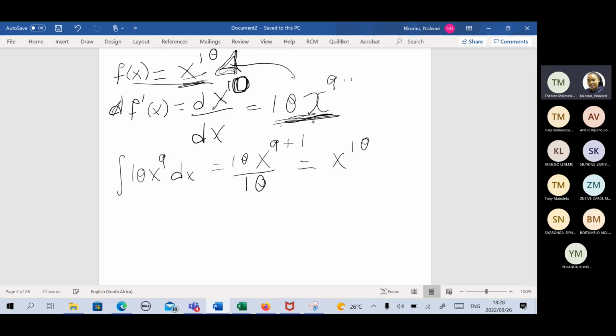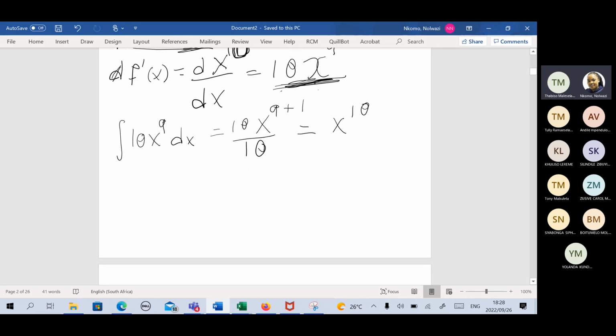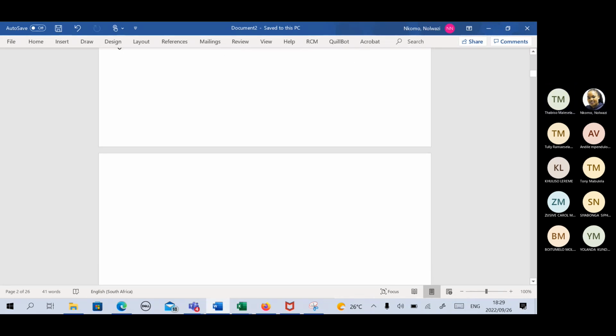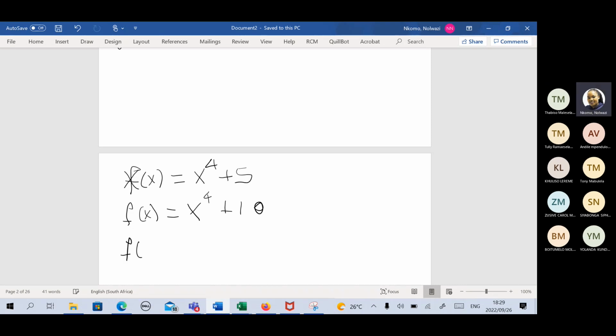If we differentiate these, we get this, and if we integrate this, we get back to the original equation, right? But we know that the derivative of a constant is 0, right? This means our answer might be wrong because there might have been a constant here, right? Because let's say you are asked to differentiate: your f at x is x to the power 4 plus 5, and the other one, f at x, is x to the power 4 plus 10, and the other one, f at x, is x to the power 4 minus 10.